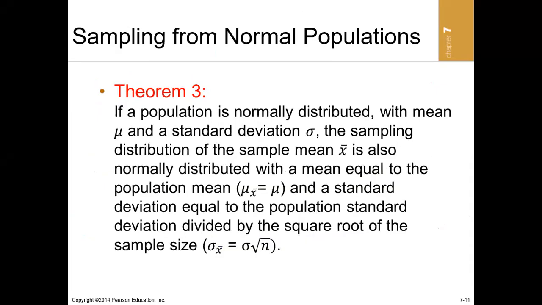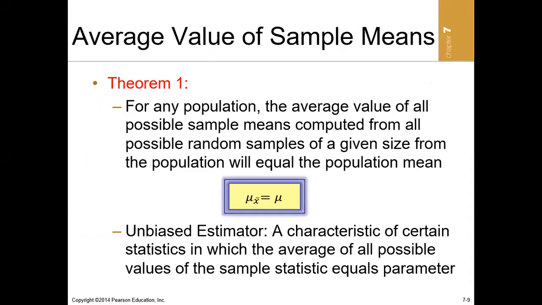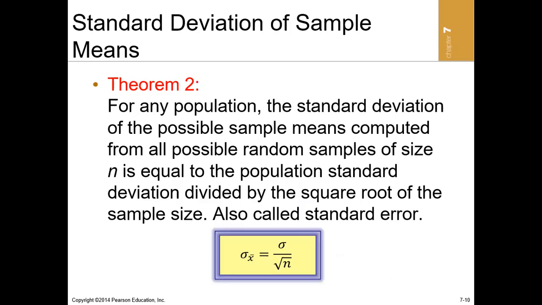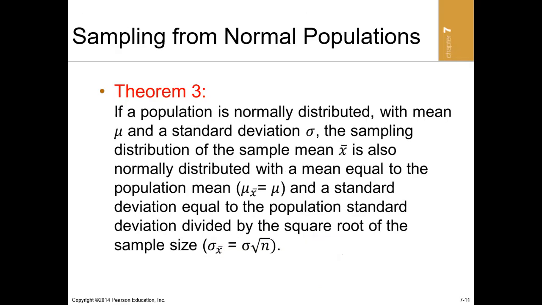So the third theorem says that if a population is normally distributed, it means that the first and second theorems have to do with random sampling, if the samples were taken randomly. But the third theorem has to do with normal distribution. If a population is normally distributed with a mean of mu and a population standard deviation, the sampling distribution of the sample mean is also normally distributed.